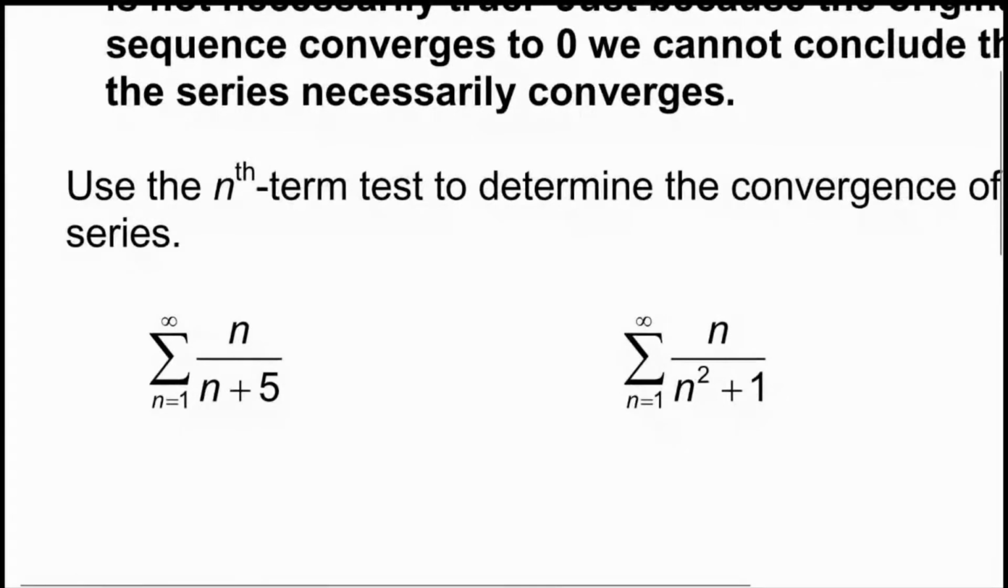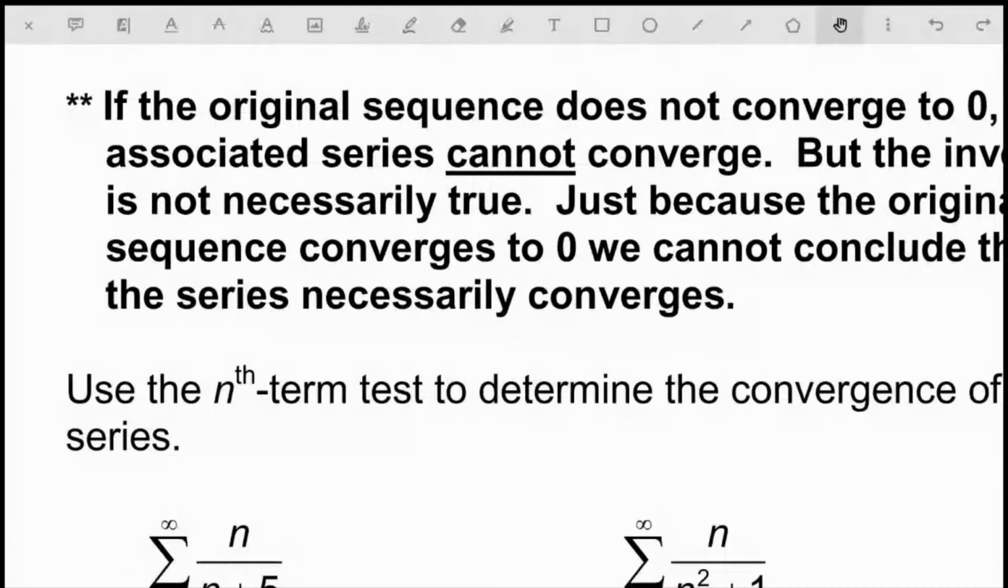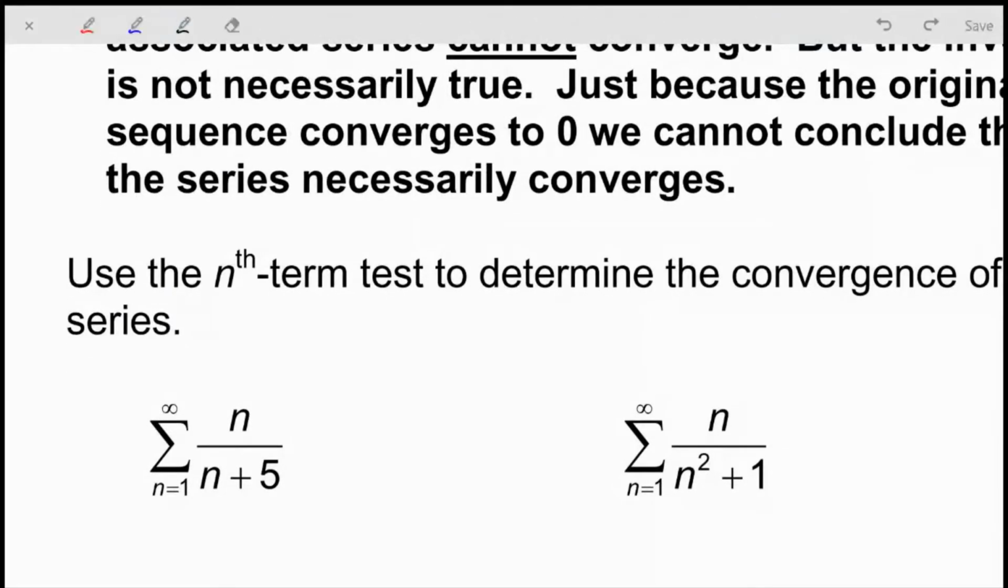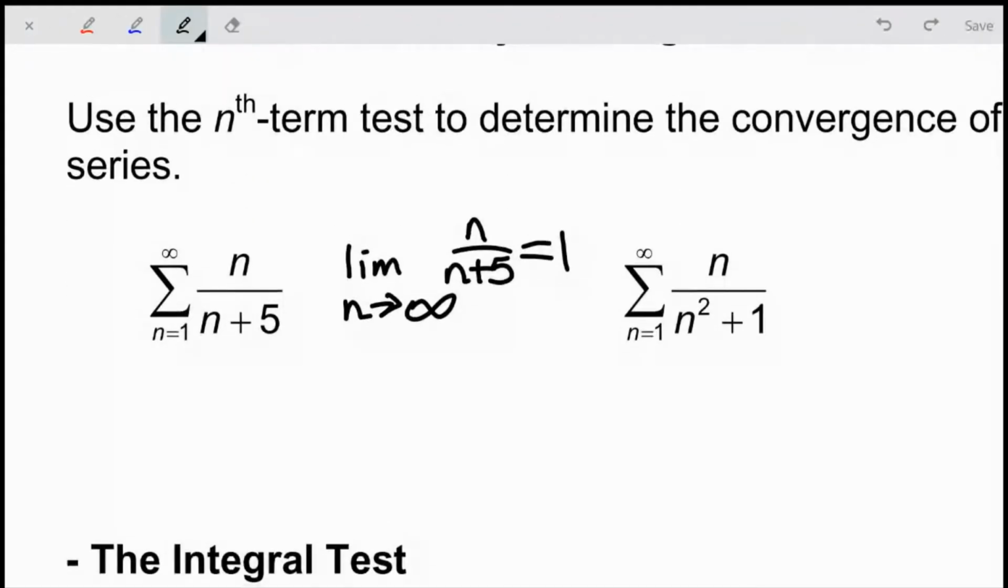So what I'm thinking about here when I'm actually using this test is, okay, what's the limit as n approaches infinity of n over n plus 5? Well, that's actually equal to 1, because the degrees are equal. We can see that pretty easily. So with that being the case, I know immediately this diverges because my terms are not approaching 0. So it diverges, and my reason for that is the nth term test.